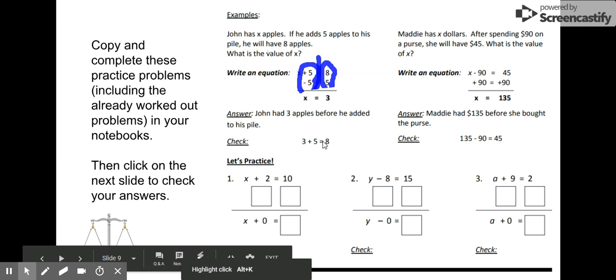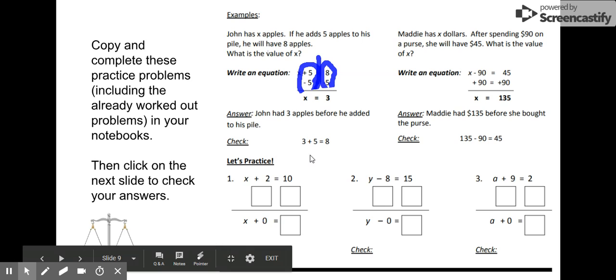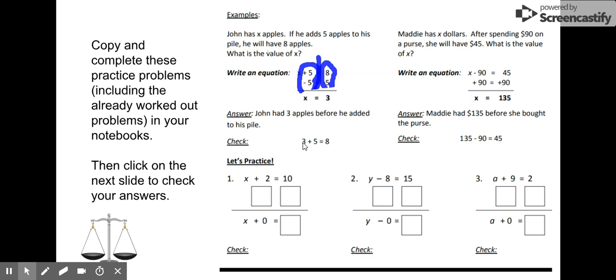And then you want to do what we call the check step. The check step is super important because we are substituting the value that we found for our variable back into the problem to make sure it makes sense. Because if by chance I said up here x equals 4 and then I put 4 back into the problem, 4 plus 5 does not equal 8, so somewhere I messed up. Okay, so that's an important step.